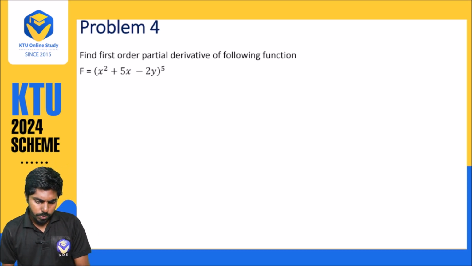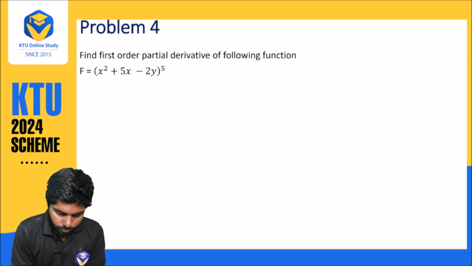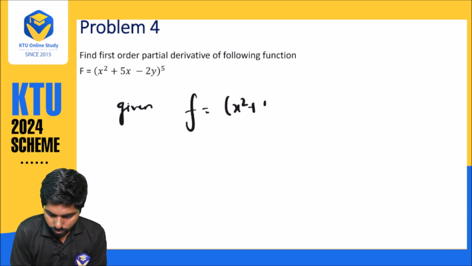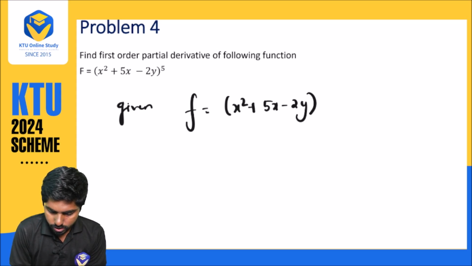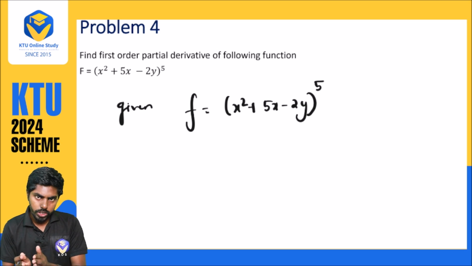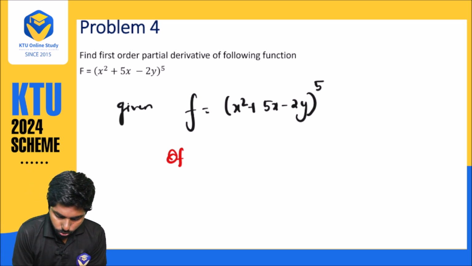So just observe problem number 4. In problem number 4, what they have given is f is equal to (x square plus 5x minus 2y) the whole power 5. So first, what do you want to do? You want to compute, outside the bracket, dou f by dou x.